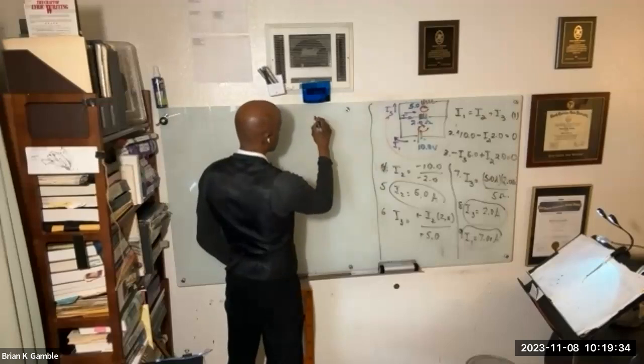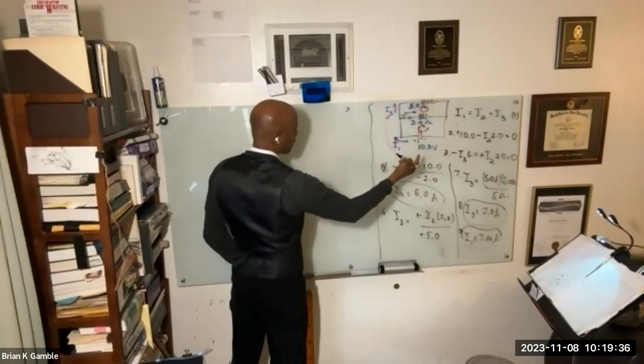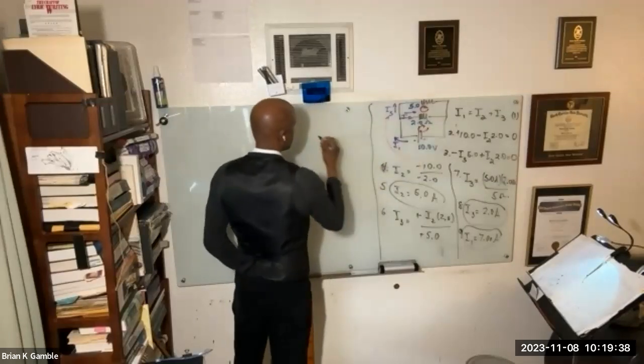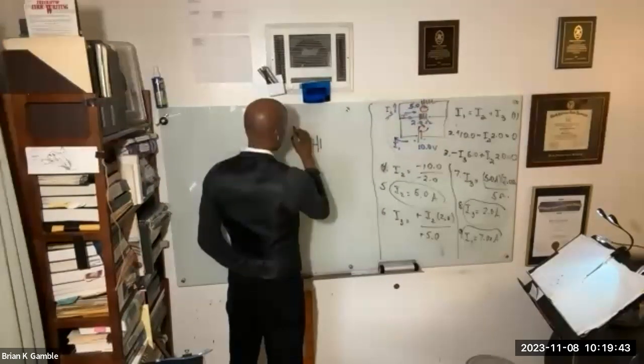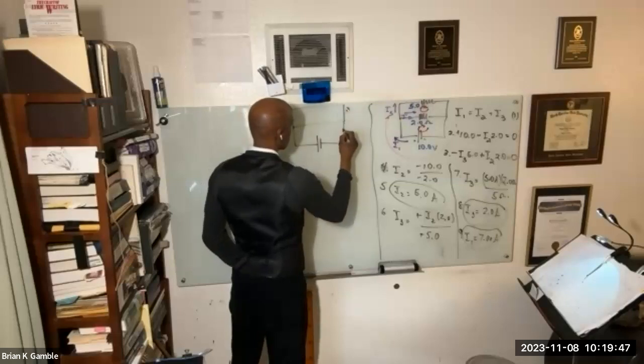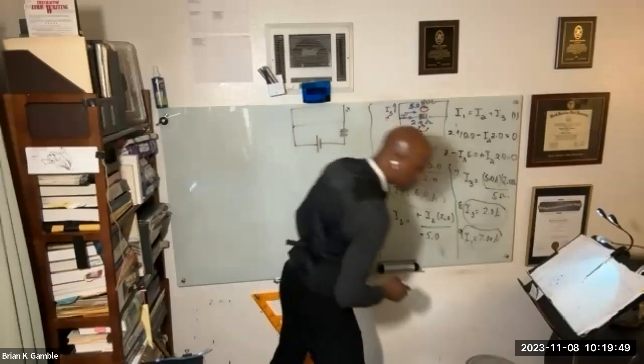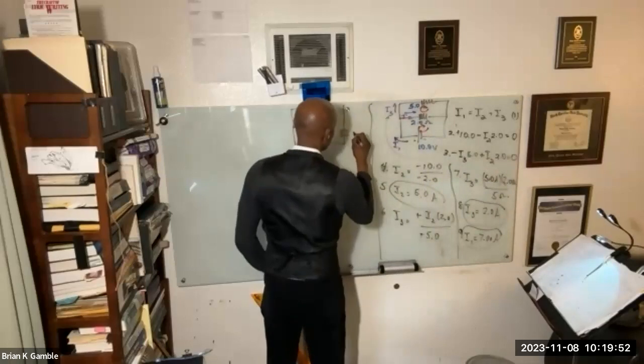So let's do a different circuit where I'm just going to put a resistor on this leg, on that corner. So what is it? 5 ohms. So that's 5 ohms.